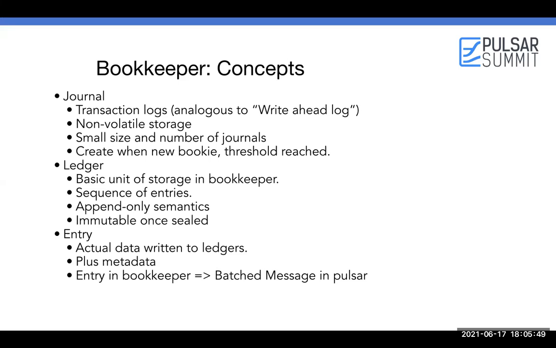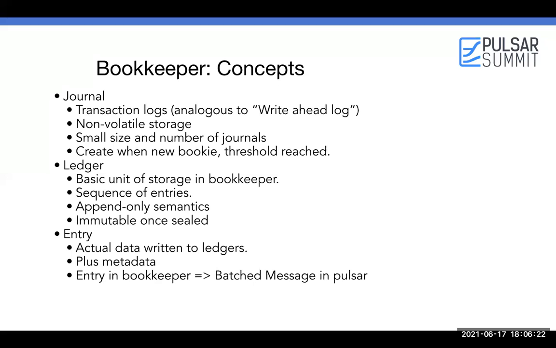So the first bit that we will talk about is journal. Journal is something that is analogous to transaction logs or write ahead log in RDBMS systems like MySQL and Postgres. So when Bookkeeper writes, it first of all writes to journal, which is a non-volatile storage. You have a disk attached to your journal. Journals are generally a little bit smaller in size, and your total journal size doesn't have to be very big.